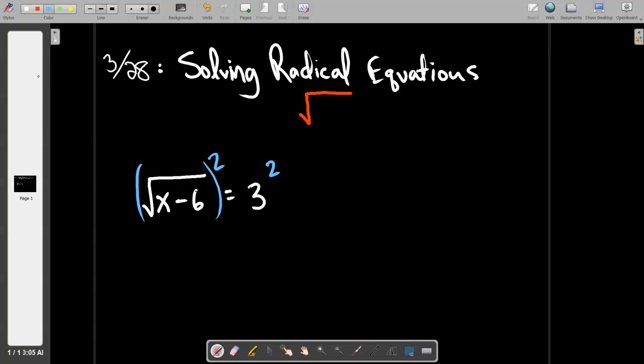No real significant math occurs. It's pretty low level and simple. On the left side, we're just left with x minus 6, and on the right side, of course, we get 9. Then what pops out is a real basic equation: add 6 to both sides and you get x equals 15.